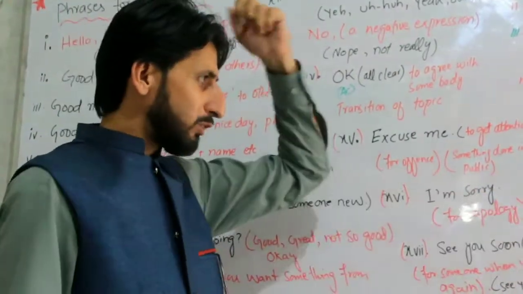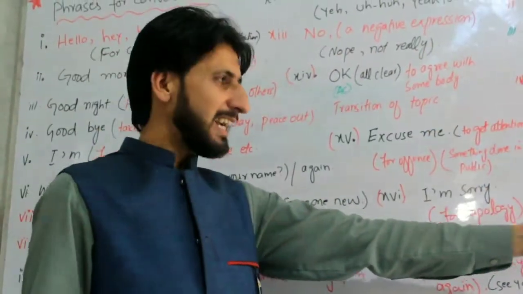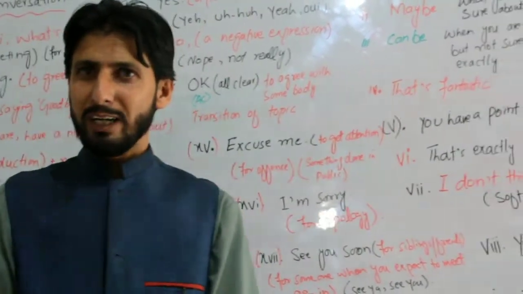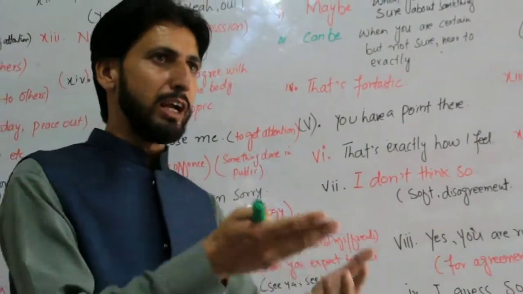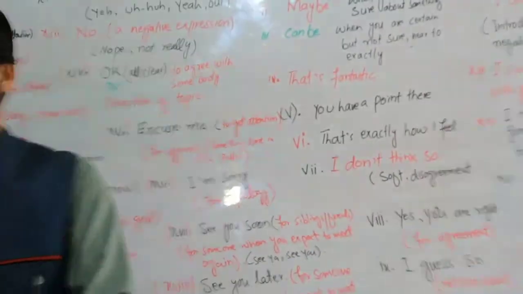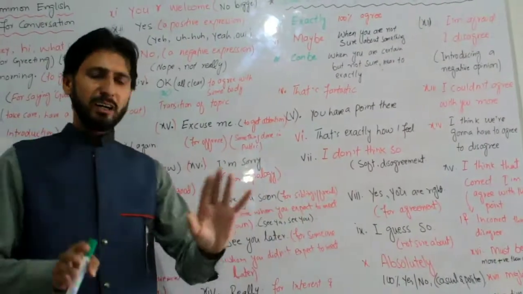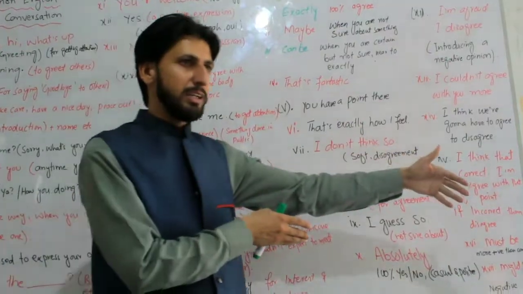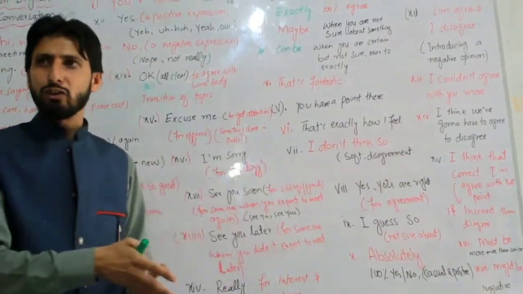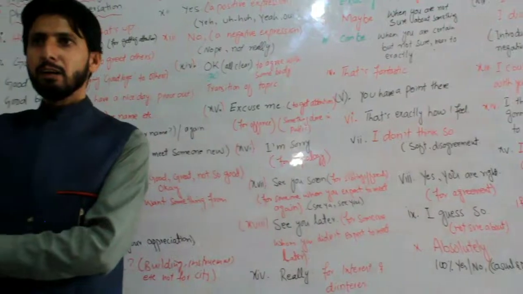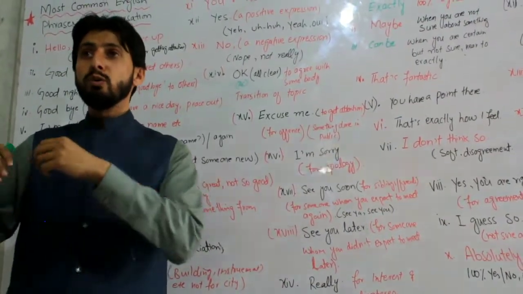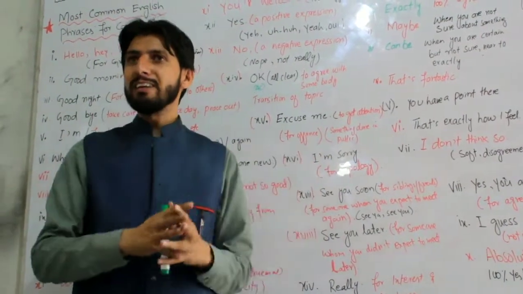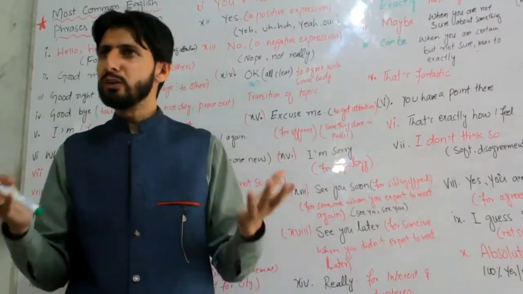Okay, now coming to next, I don't think so. It is a soft disagreement. You are conversating on some point, or a person is giving you an opinion, and you can say, "I don't think so. It is a good idea for having a party on the beach, for having a lunch in a restaurant." So if you want to disagree with someone, but in a soft way, you can say, "I don't think so."